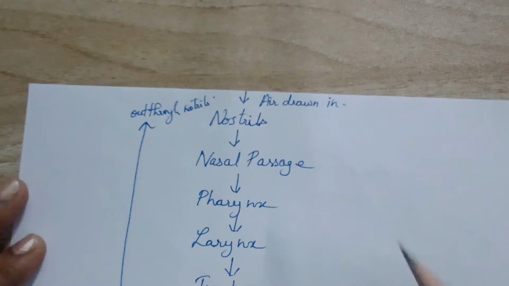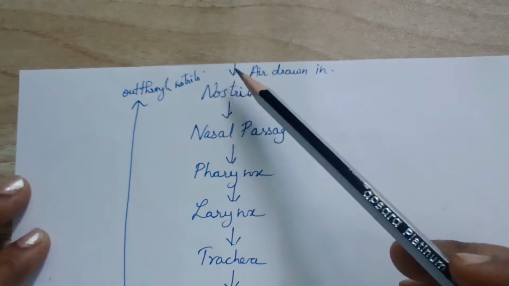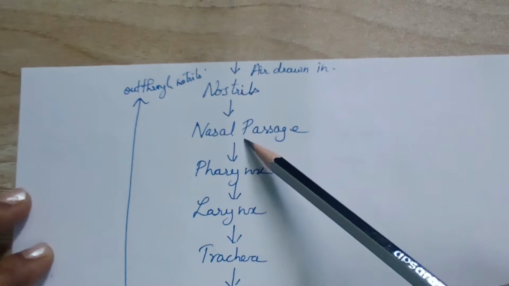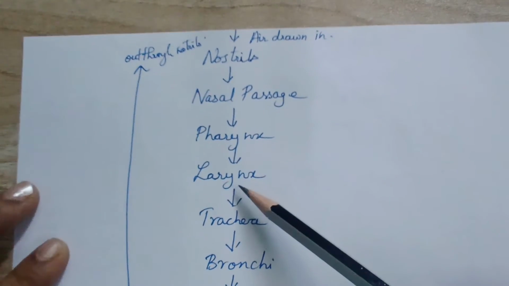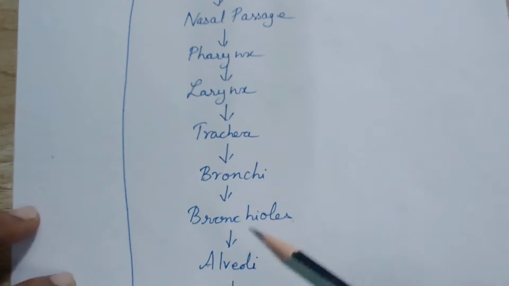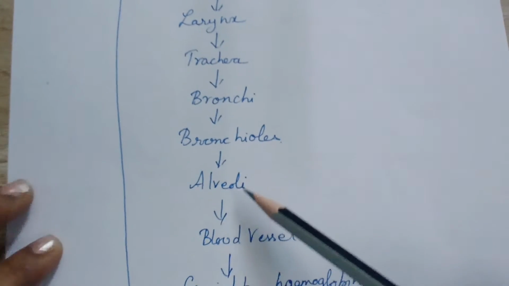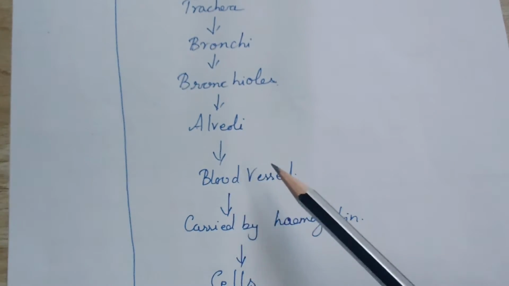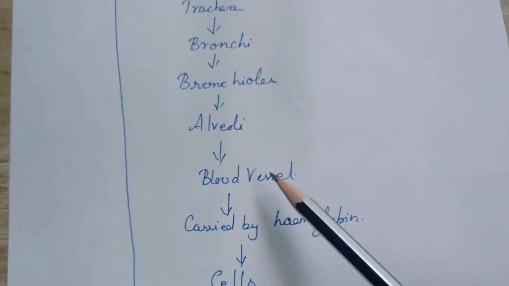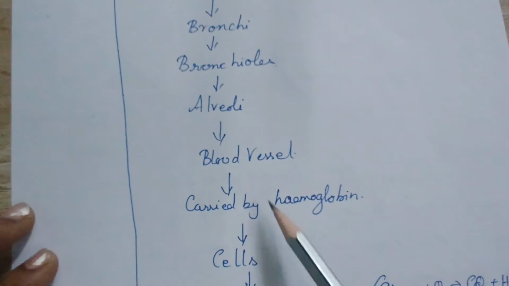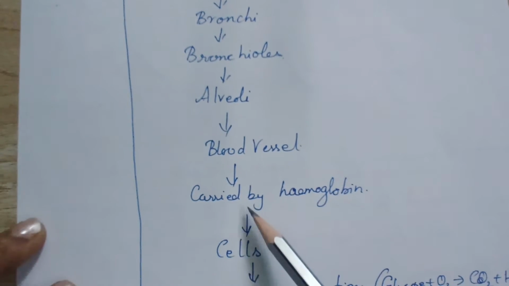So first, air is drawn in through the nostrils present in the nose. It enters the nasal passage, then the pharynx, the larynx, and then the trachea, bronchi, bronchioles, and then the alveoli. The alveoli are rich in blood vessels, and the oxygen is carried by the blood. In the RBCs, red blood corpuscles, there is a pigment called hemoglobin, right? The oxygen is carried by the hemoglobin to the cells.